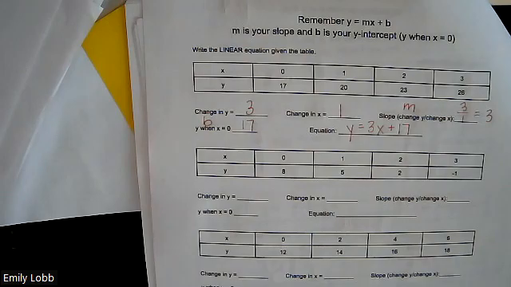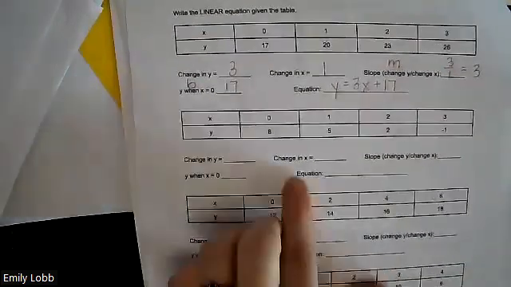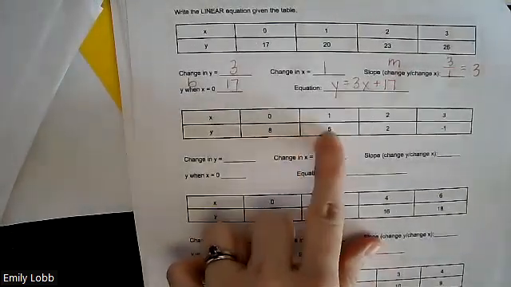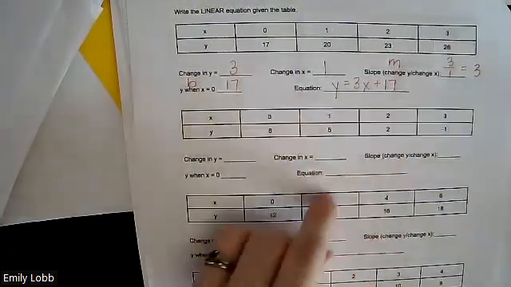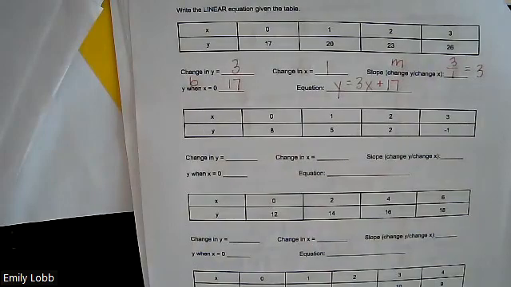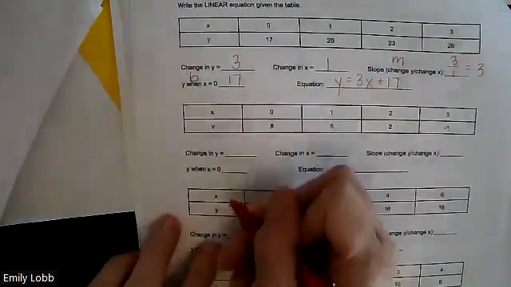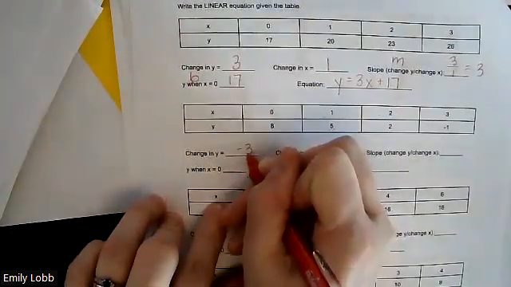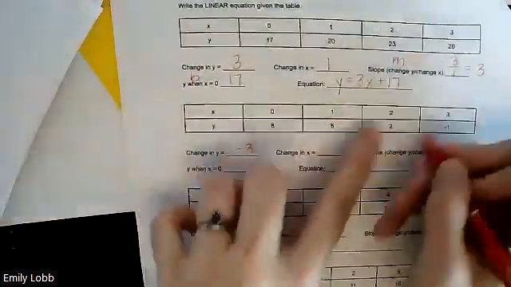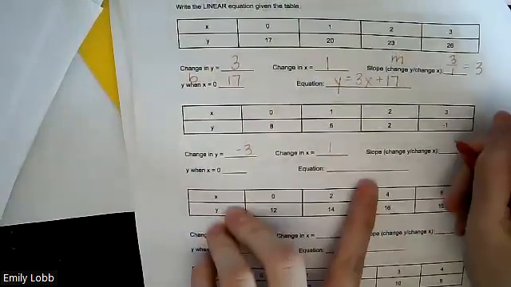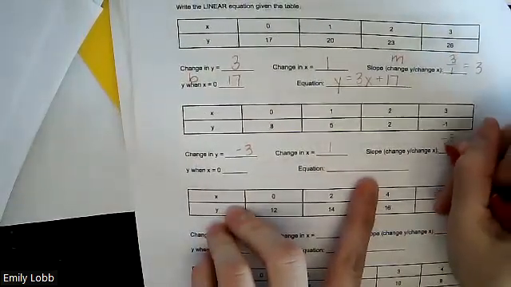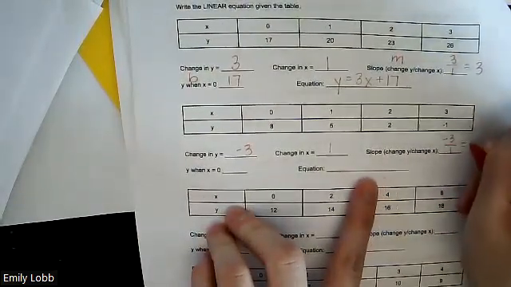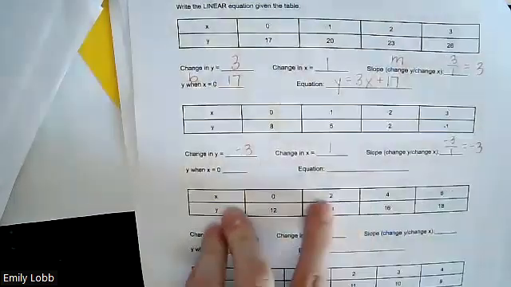Does that make sense? So we're going to do the same thing here. Instead of going up by 3, here we're going down by 3. How would I write a change going down by 3? Negative 3. And this time our x is still going up by 1. So our slope is negative 3 divided by 1, which is simply negative 3.